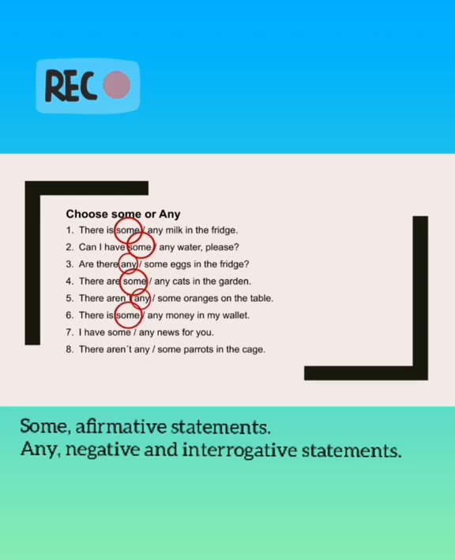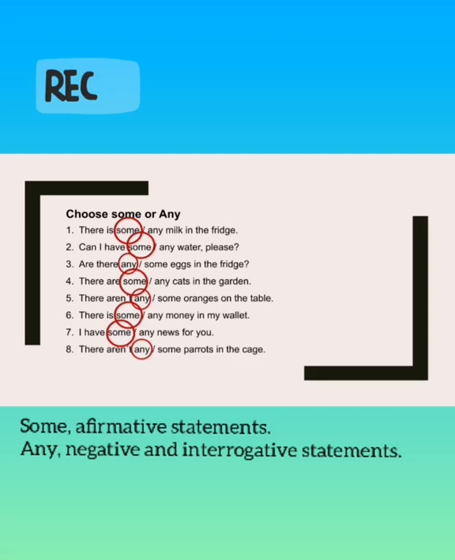7. I have some or any news for you. Yes, very good. Some. News could be good news or bad news. Okay? Number 8. There aren't any or some parrots in the cage. Which is the correct one? Yes, any. Excellent. So remember, write these 8 sentences in your notebook. You can pause the video, don't worry.